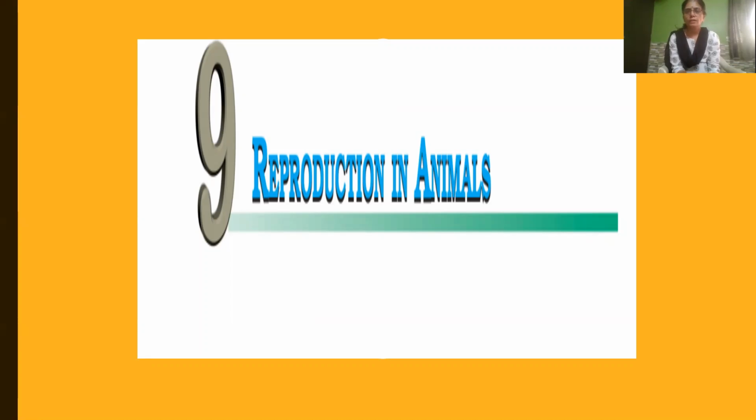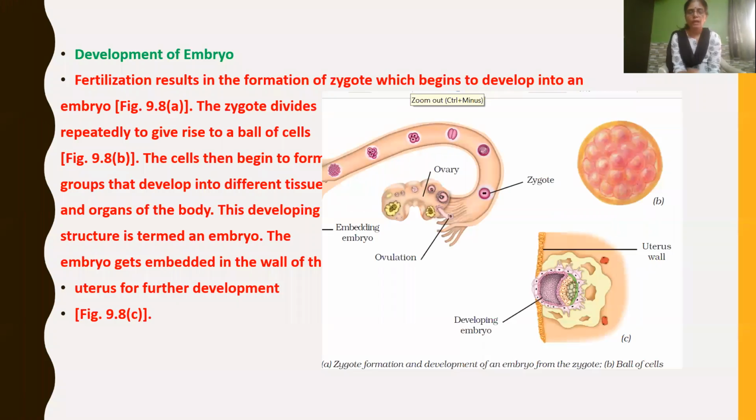Let's continue our chapter, reproduction in animals. Before we continue, let's have a quick recap of whatever we have learned in the last session. In the last session, we learned about the development of the embryo. That is, fertilization results in the formation of a zygote, which begins to develop into an embryo.